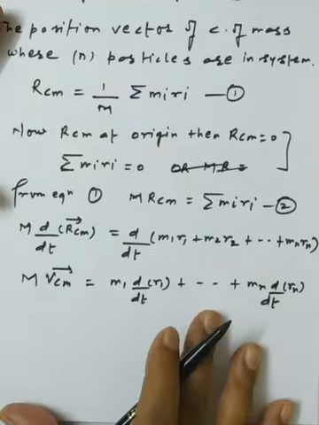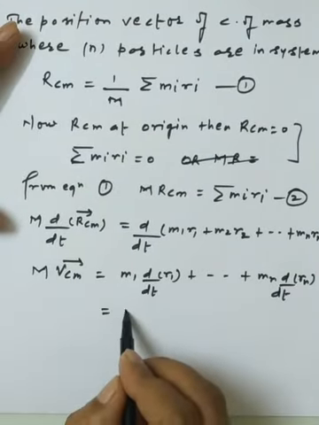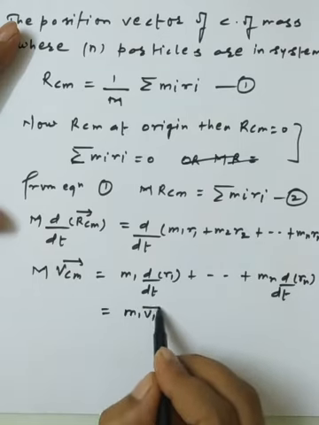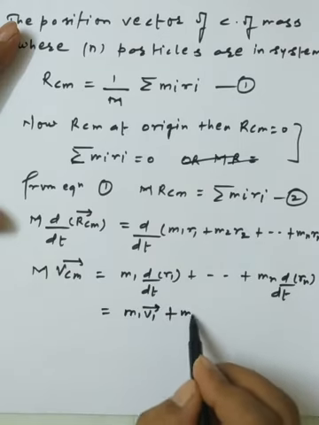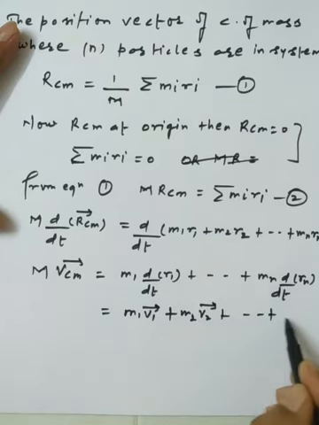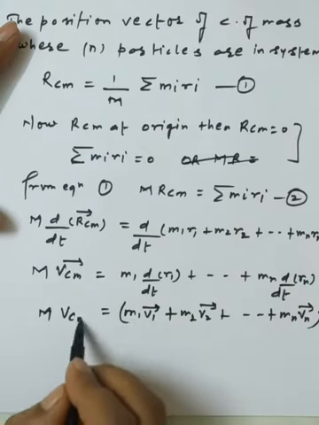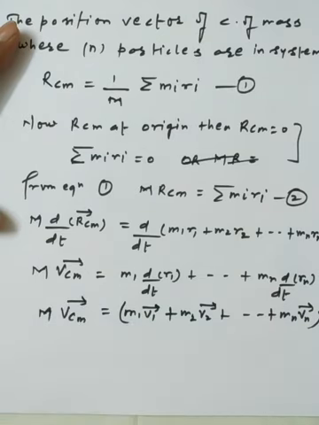Now we can make a little more modification in this term. So I can write that m1 v1 plus m2 v2 plus and so on plus mn vn. So this is the simplest representation of that part, M v_CM. Now this is equation number 3 we have.